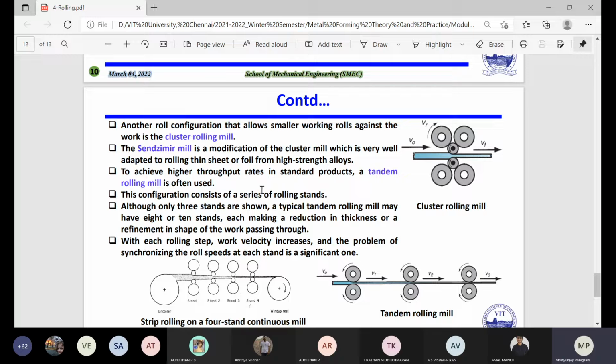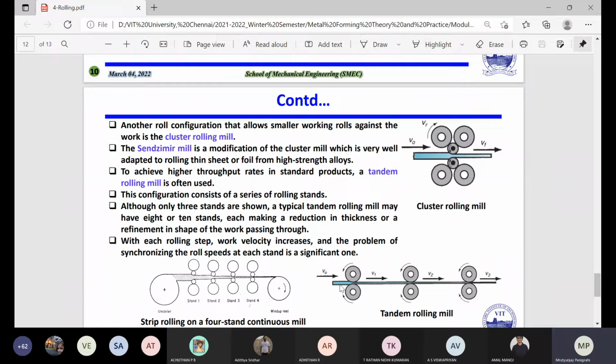And to achieve higher throughput rates in standard products, a tandem rolling mill is often used. If you see here, this is the tandem rolling mill, where you have continuous rolling. Instead of going to one mill, then again to another mill, two or three times, with a tandem rolling mill three continuous sets are for one setup or one process. So if you want to decrease the thickness in that one process only, you can follow the tandem rolling.